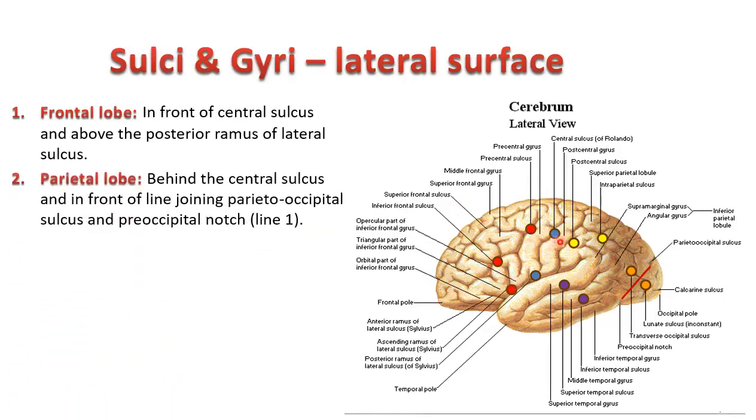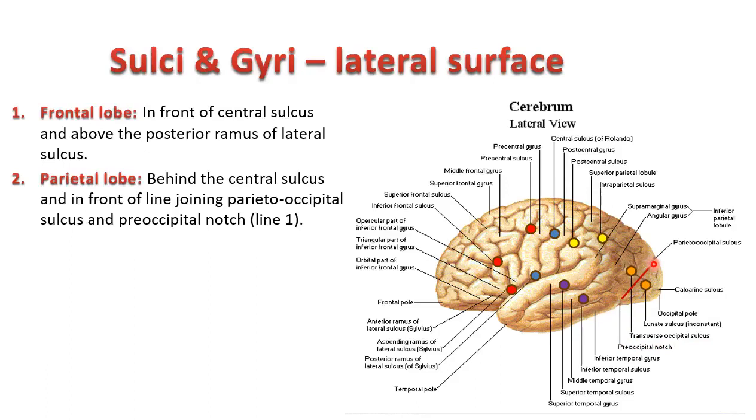The parietal lobe is behind the central sulcus, the area behind the central sulcus, and above the posterior ramus of the lateral sulcus. Then you are able to see a line which connects the pre-occipital notch with the parieto-occipital sulcus. This is imaginary line 1, which connects the pre-occipital notch with the parieto-occipital sulcus. The parieto-occipital sulcus can be seen at the posterior, medial aspect.